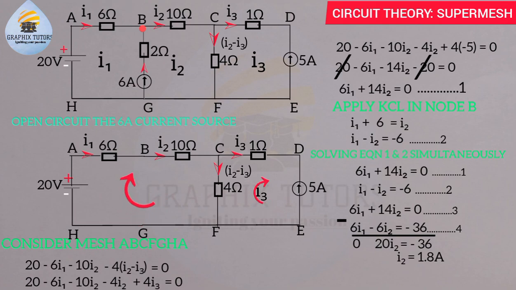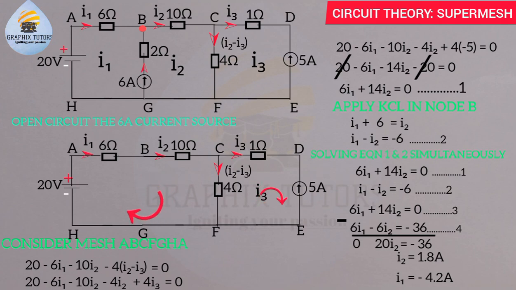So what will I do? I'll put my I2 into equation 1 or equation 2, any one of your choice. So if I input I2 equals to 1.8 into equation 2, I'll be having I1 minus I2 equals to minus 6. I1 minus 1.8 equals to minus 6. So my I1 will now be equals to minus 6 plus 1.8, because minus 1.8 is coming to the other side of the equation, becomes plus. So this will now give us minus 4.2 ampere.